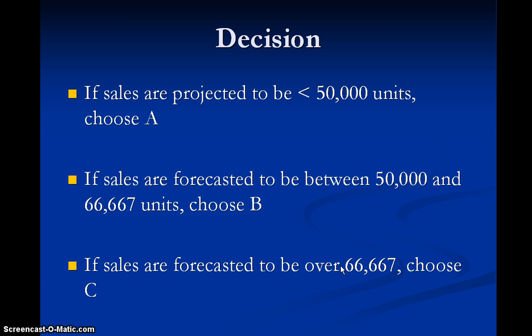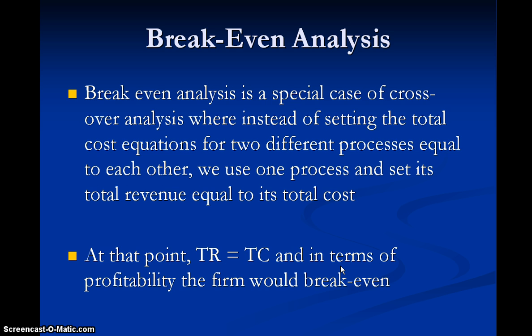If our sales are projected to be less than 50,000, we should choose process A. If our sales are to be between 50,000 and 66,667, we would choose process B. And finally, if we had very high sales forecasted over 66,000, we would choose process C.